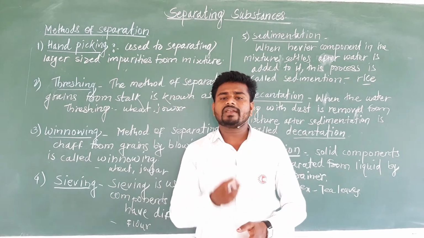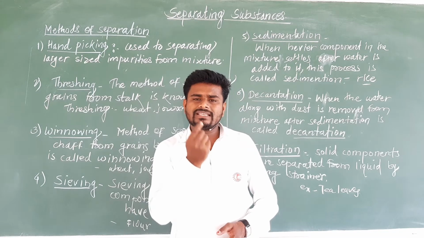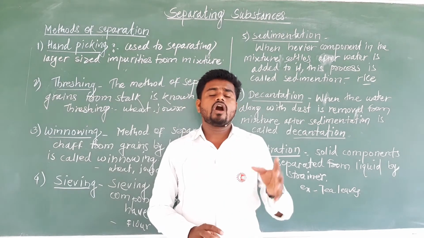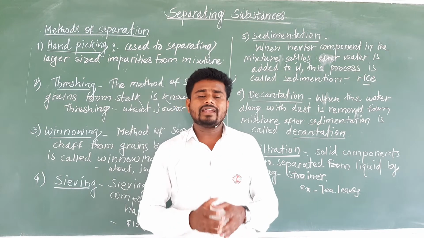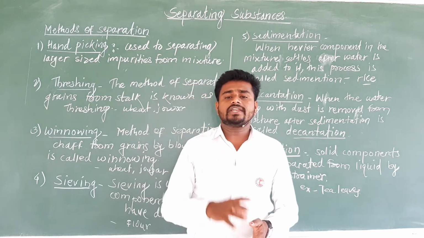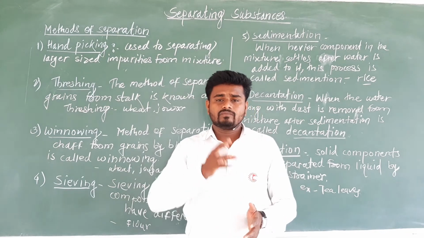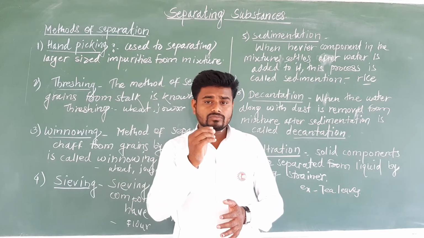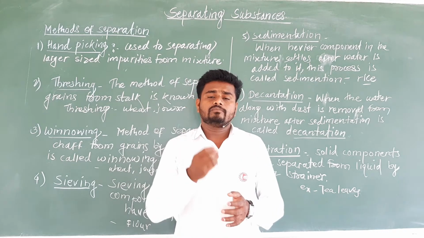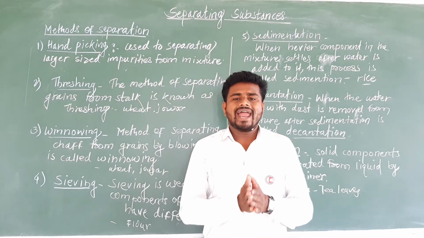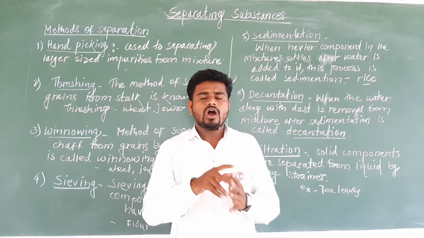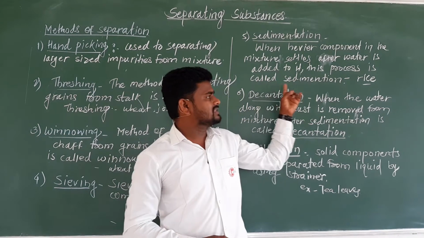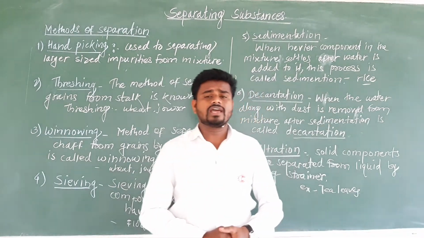But how to separate the dust or the smaller muddy impurities from the food grains? For that, our mother adds water into the rice, so what happens? The dust particles or whatever impurities dissolve in the water, and that water becomes muddy or impure. This process is called sedimentation.